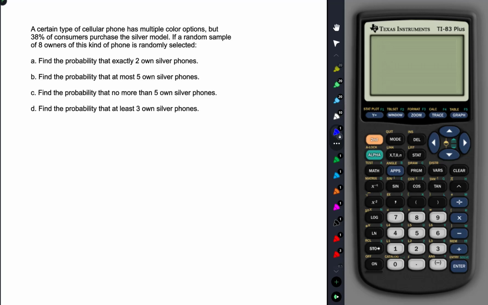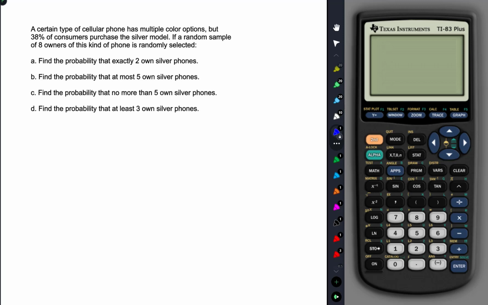In this section, I'm going to help you in a couple of different ways. The operation of the calculator with binomial probabilities is generally not difficult, but understanding how you get to the point where you're actually using the technology to get your answer, that's usually the tricky part for students.